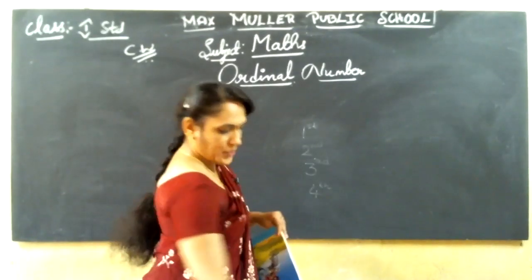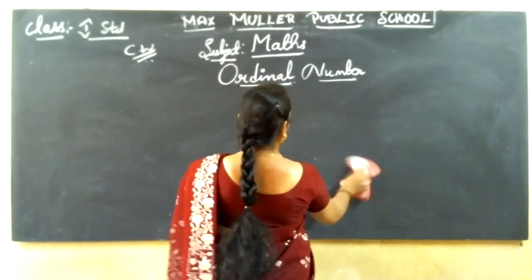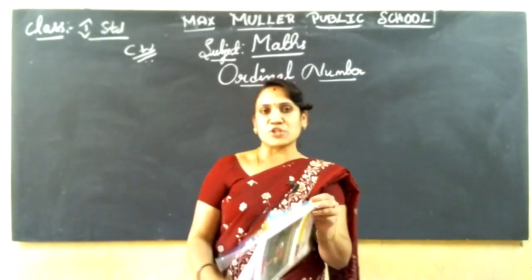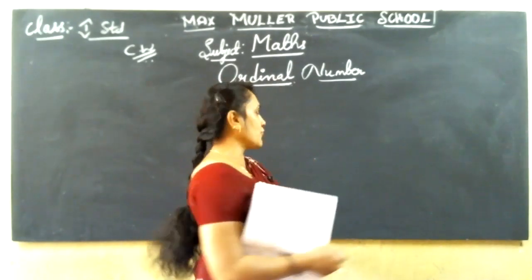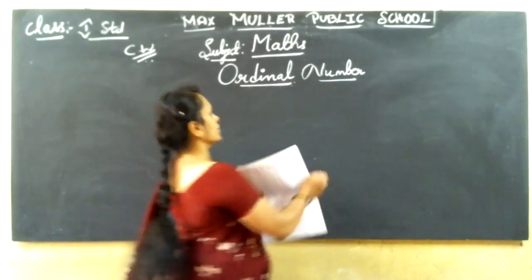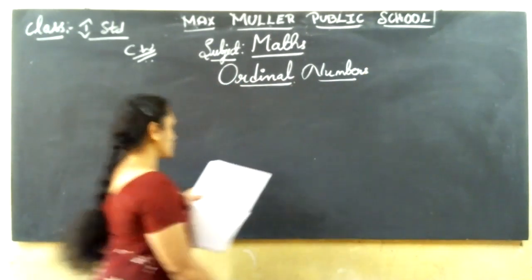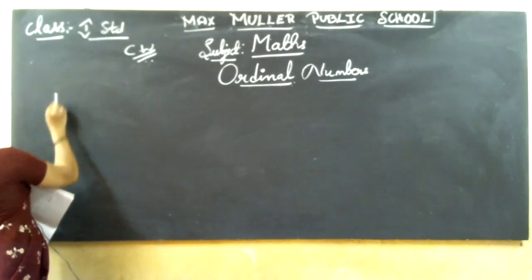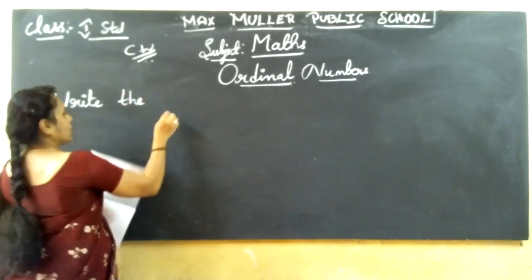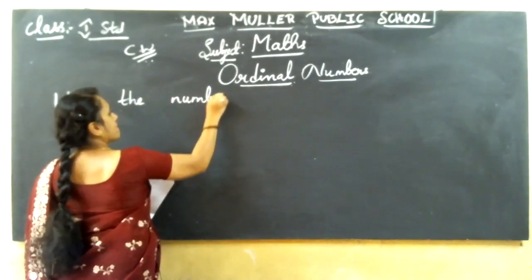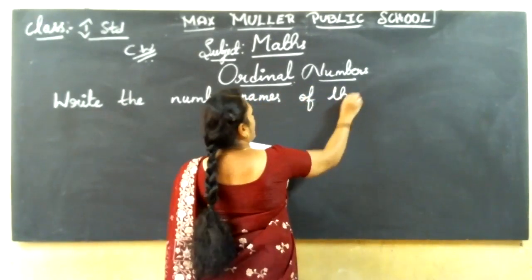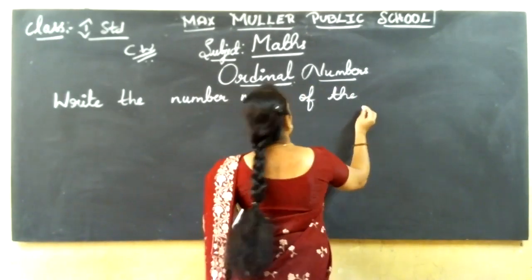Keep ready classwork book, fresh page, and write in the classwork book. Continue the classwork book. In the previous class we have written subtraction sums, word problem sums based on subtraction. After that, take out a fresh page and write the ordinal numbers heading. Then start the heading in the fresh page. Write the number names of the ordinal numbers.